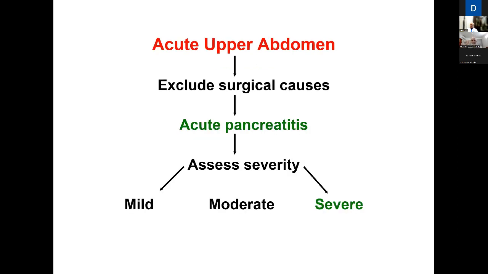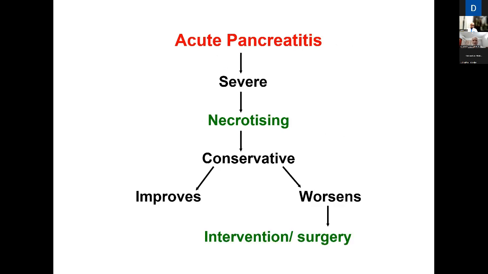So I would like to end up by saying a patient with acute upper mid abdomen pain, after excluding surgical causes with whatever investigations required, we make a diagnosis of acute pancreatitis. Next step is to assess the severity, mild, moderate, or severe. And if it is severe acute pancreatitis, we have to find out whether there is necrosis. Treatment is largely conservative and supportive. If the patient improves, fine. If not, then it can be an indication for intervention, which to begin with is non-surgical. And finally, in a small proportion of cases today, surgical intervention may be required.